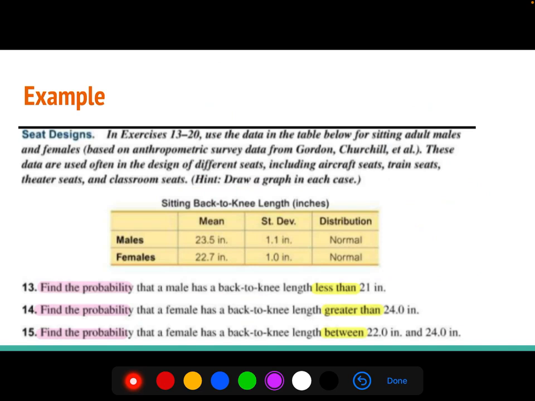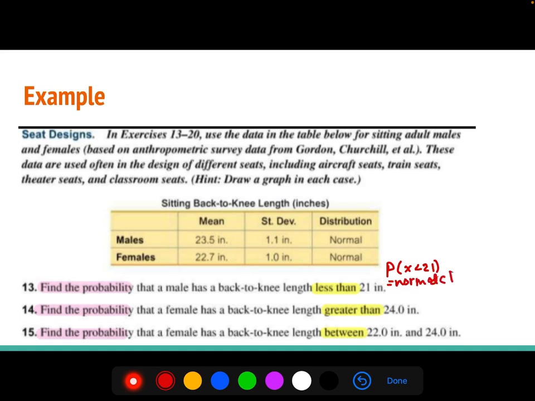Another example. This one says that we're going to use this data in the table for adult males and females based on a survey. And number 13, find the probability that a male has a back to knee length less than 21. So we want the probability that it's less than 21, and this is for a male.